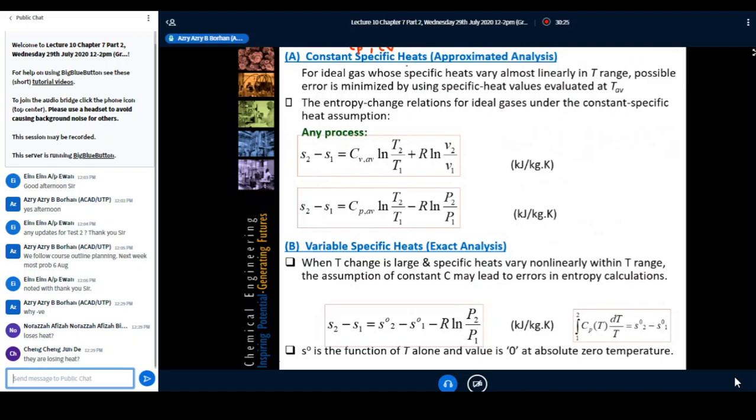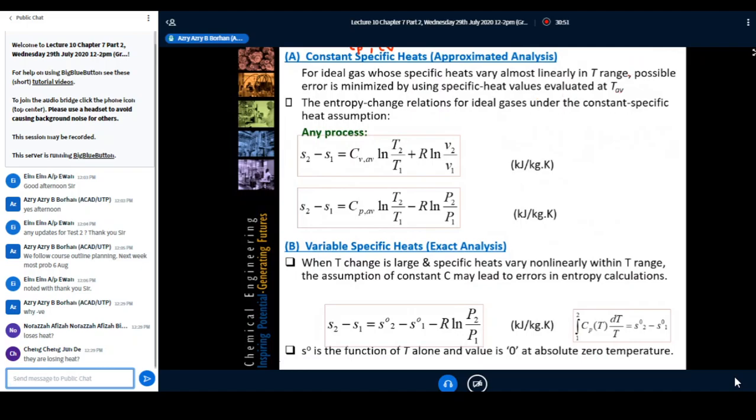Because in order to utilize this first method, we assume that the specific heat varies almost linearly with the temperature range. That means if you have any calculation error, it can be simply minimized by using the specific heat values evaluated at the T average.